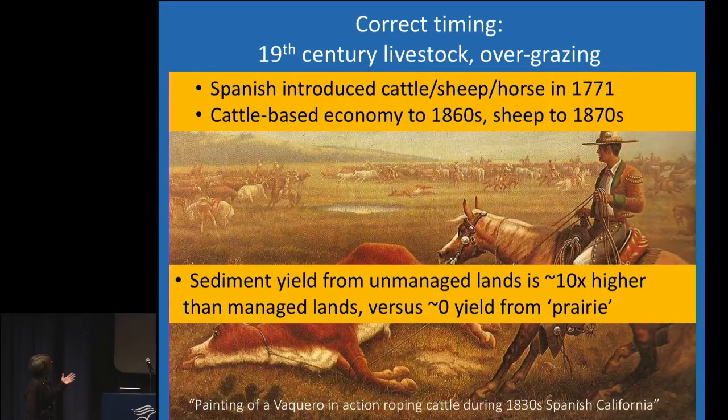It turns out the Spanish introduced cattle and sheep in 1771, the San Gabriel mission right out here. It was a cattle-based economy to the 1860s when they shifted to sheep in the 1870s.